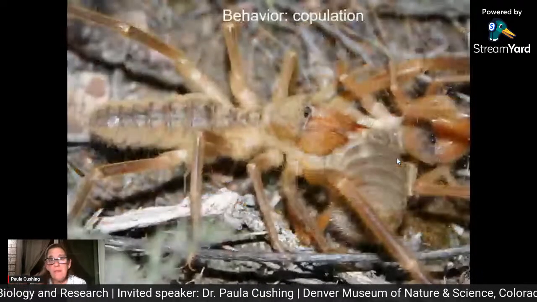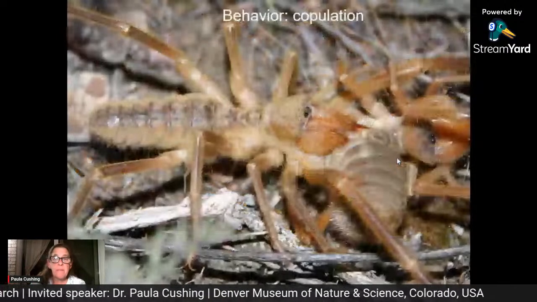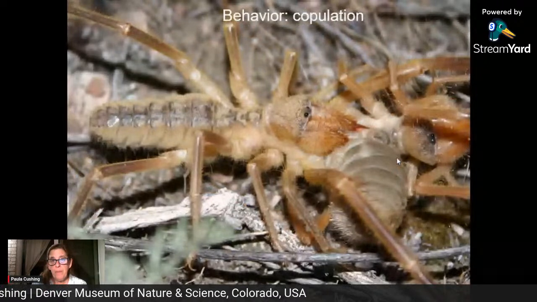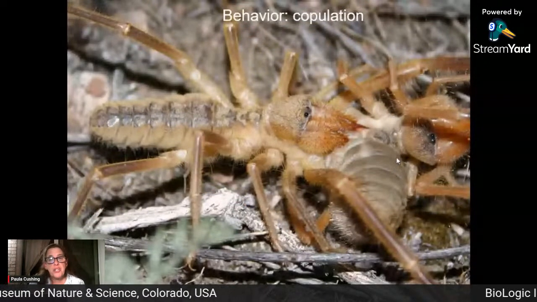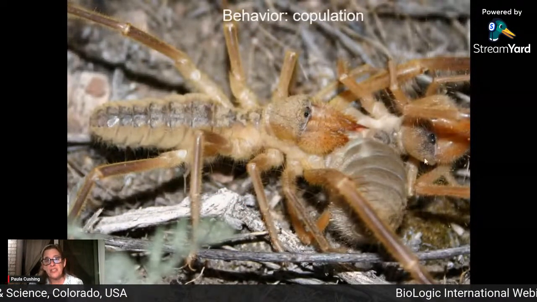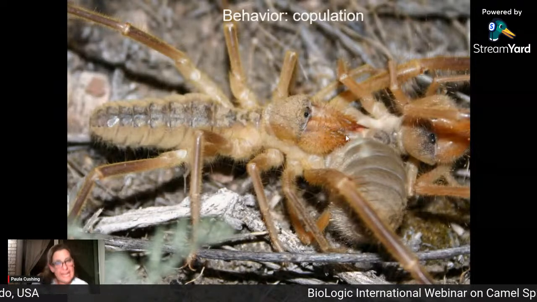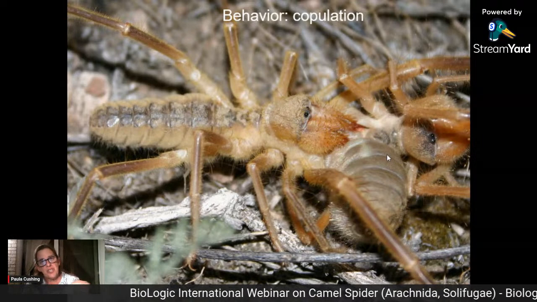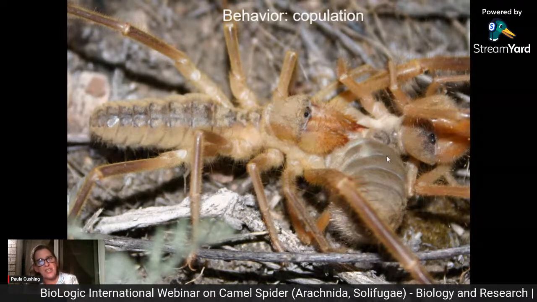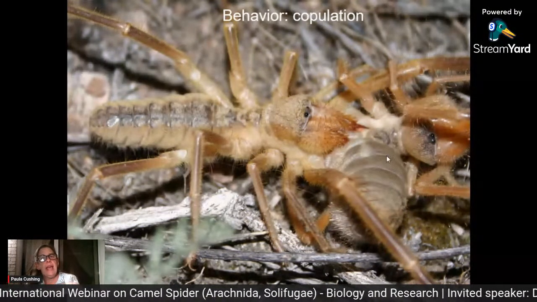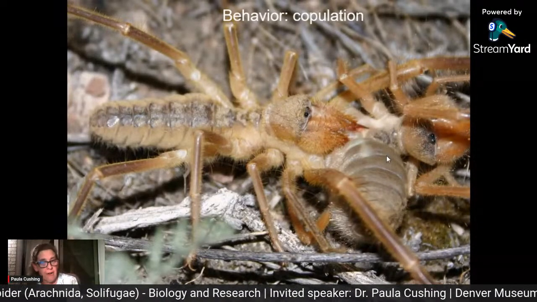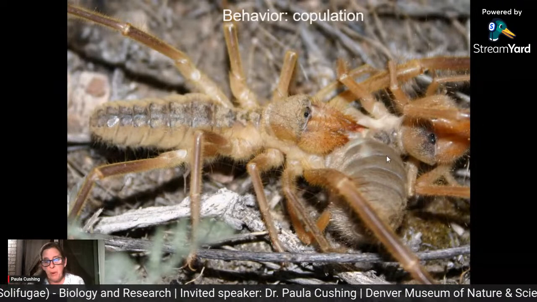Now, why do they have these structures? It's because the males use the chelicerae for sperm transfer. This is an image showing a male with his chelicerae. He's not eating the female. He's not biting her. He has his chelicerae embedded into her genital opening, and he is pushing the sperm packet in, or preparing her for receiving the sperm packet.